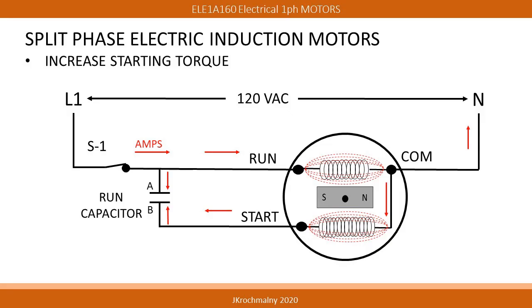It also builds the electrons on the plate A side of the capacitor. Since the plate B side of the capacitor wants to fill with the same amount of electrons, amperage flows toward this capacitor plate, causing the flux lines to build across the start winding.